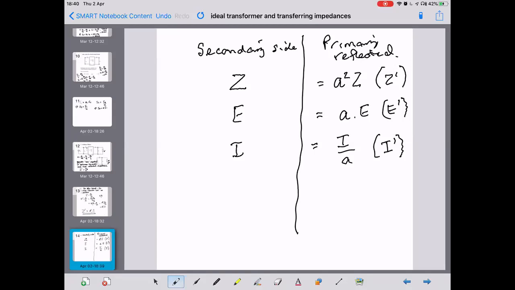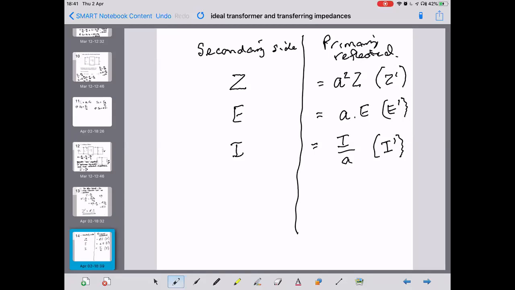Any questions? And that will become a lot clearer when we do some problems. Lewis? Ben? Warren? And Robbie? Good.